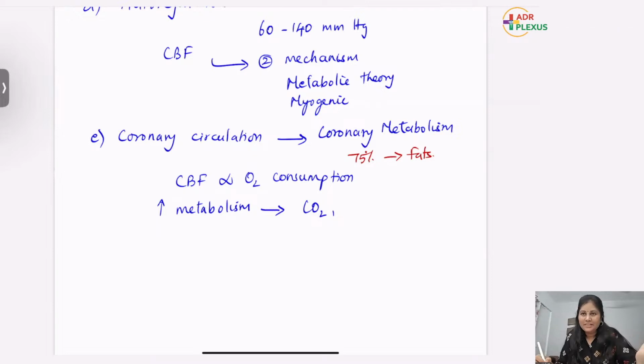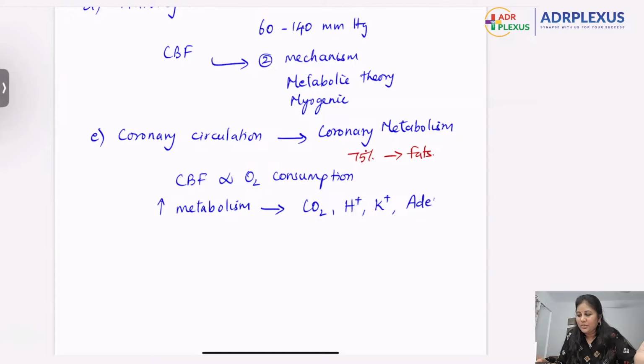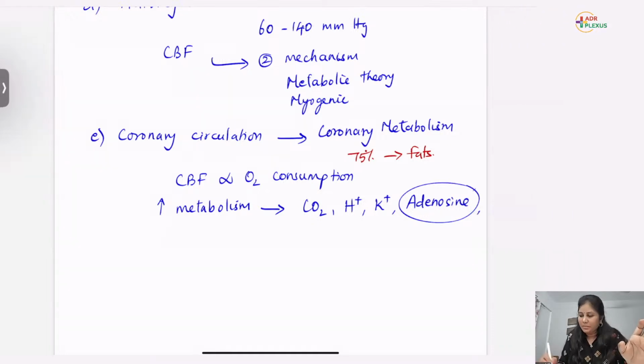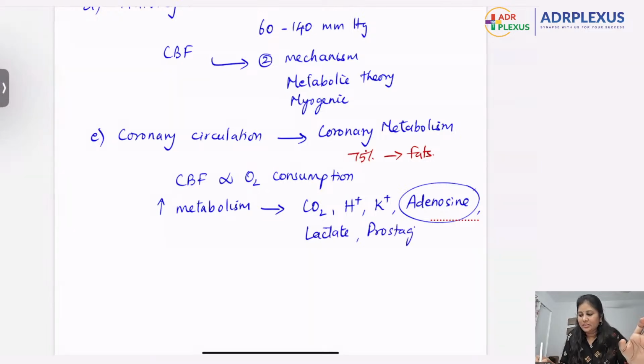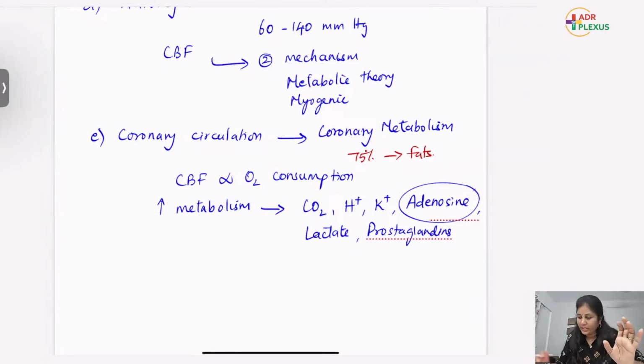Water, okay. Can H plus come? Potassium can be released. In the heart especially, there is one substance called adenosine. This is very important. Don't forget the substance. Adenosine. Sometimes lactate. Prostaglandins. All these are substances released by the metabolism happening in the coronary tissues. Especially when there is some ischemia, as in myocardial infarction, too much lactate will be produced.